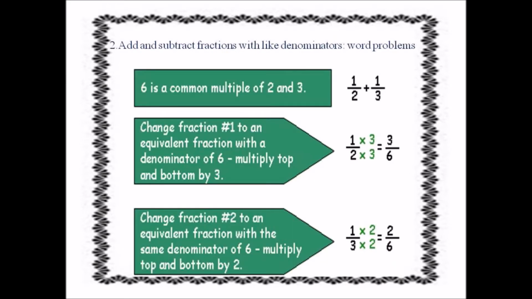Add and subtract fractions with like denominators. Word problem. 6 is a common multiple of 2 and 3. So you have 1 by 2 plus 1 by 3. Change fraction 1 to an equivalent fraction with a denominator of 6. Multiply top and bottom by 3. Then you will get 3 by 6. Change the other fraction to an equivalent fraction with the same denominator of 6. Multiply top and bottom by 2. So you get 2 by 6.